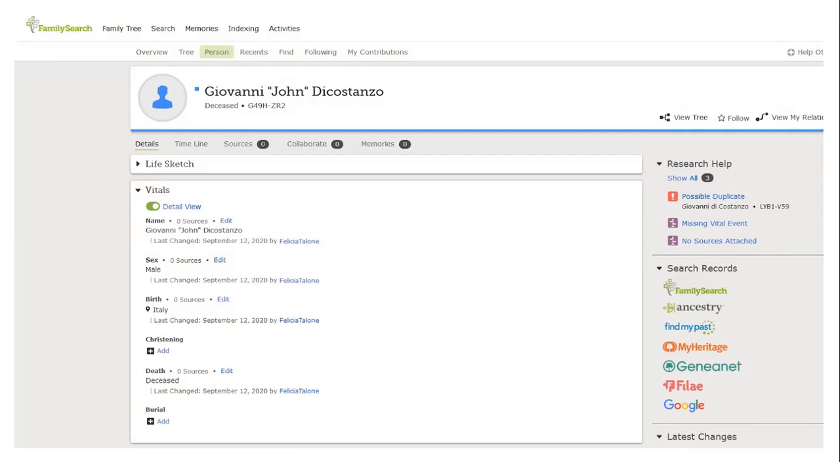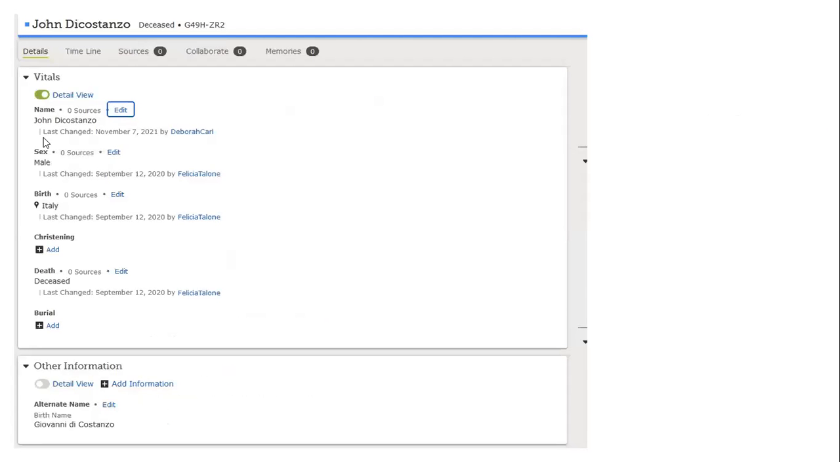This is FamilySearch. It's a world tree. We have to play nice with each other. I don't always have to be right. It doesn't have to be my way, but it does have to be the right way. So we're going to change this just a little. Fixed it so it's the Americanized name, John Di Costanzo. And then in the alternate name, birth name was Giovanni Di Costanzo. And I put in birth name because I had a birth record for him, and I attached that under sources.